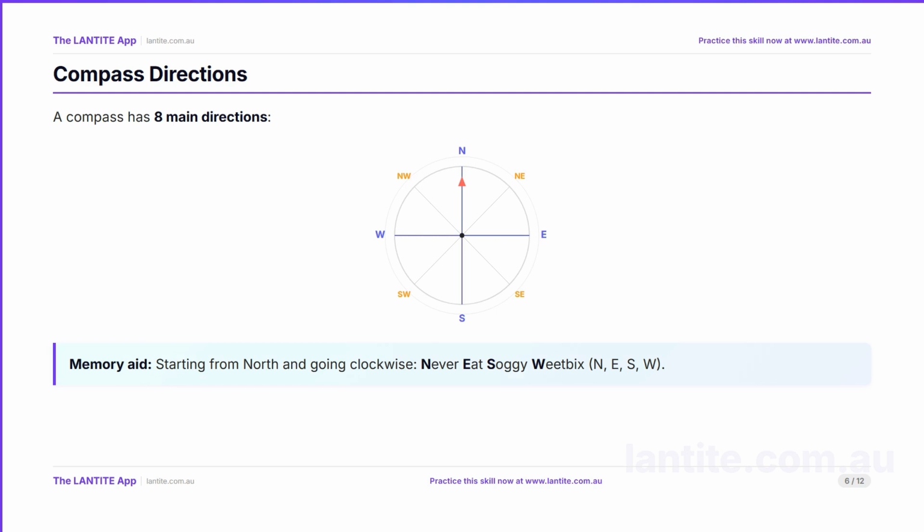When describing position, we say things like the library is northeast of the school. When describing movement, we say walk 2 blocks south, then turn east.